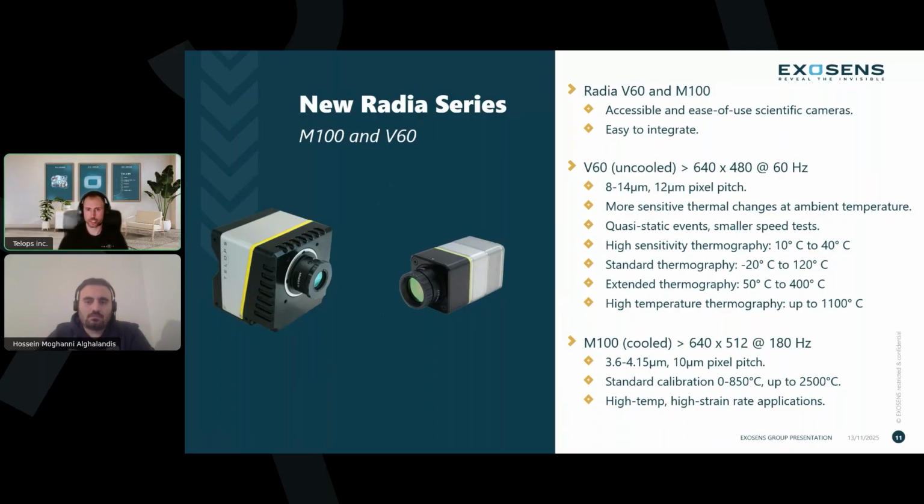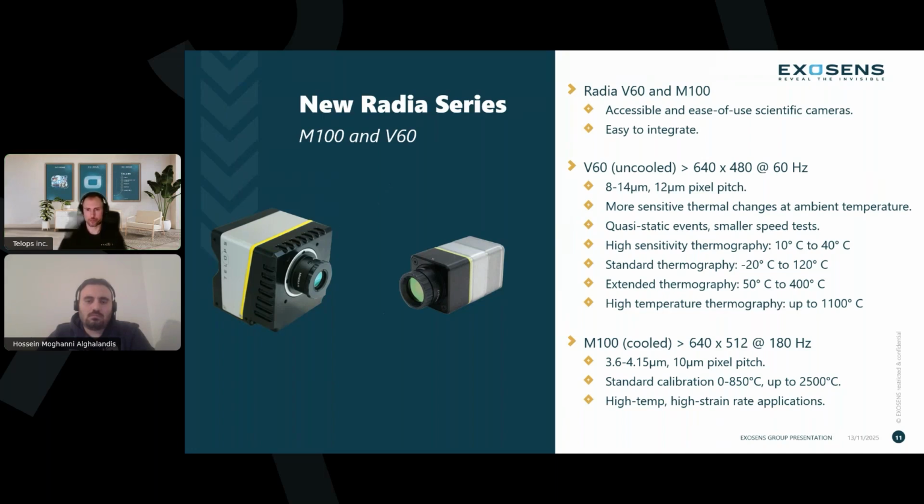So the V60, like I mentioned, is an uncooled microbolometer with a pixel array of 640 by 480. It can operate at the highest at 60 hertz. It's got an 8 to 14 micron bandpass with a 12 micron pixel pitch, so you can still get pretty high resolution. And we'll take a look at an example using the V60 in a second here.